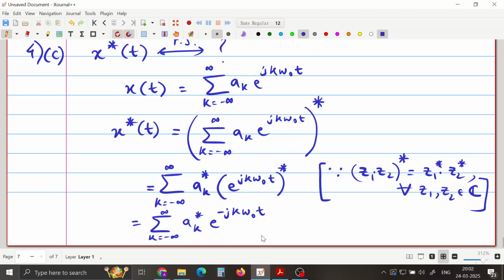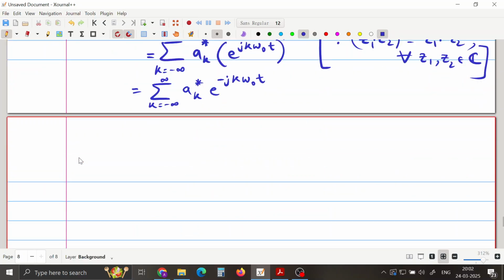Again, are we done here? Not really, because in the exponential term we have a negative sign in the exponent, but we need to ensure that there is no such negative term. So again we have to introduce some new variable, say m equals minus k. Again the same thing we have to do. So let me go to the next page.